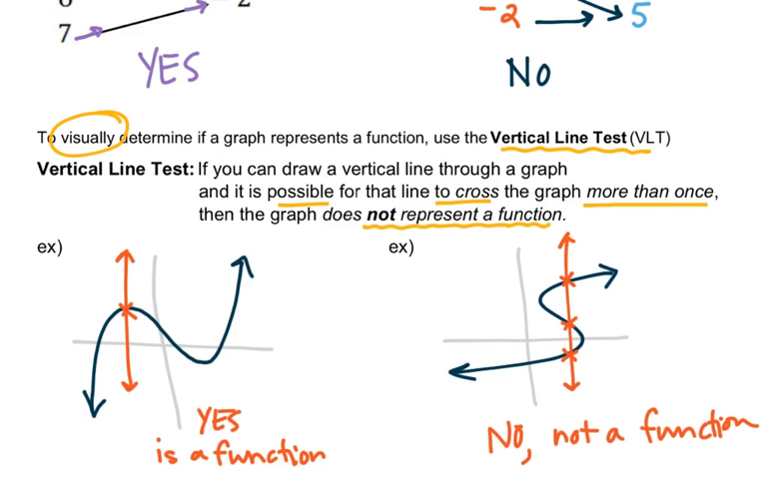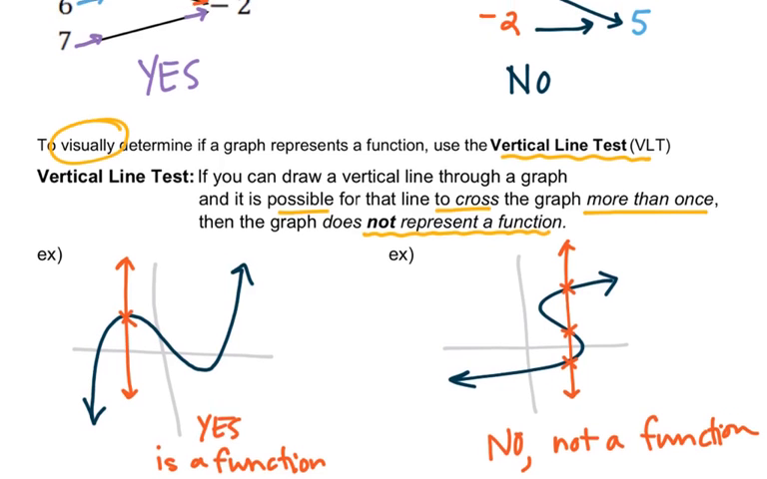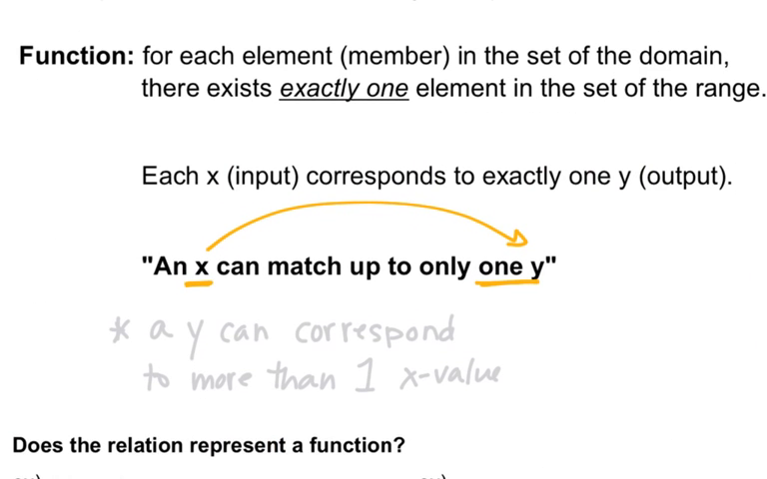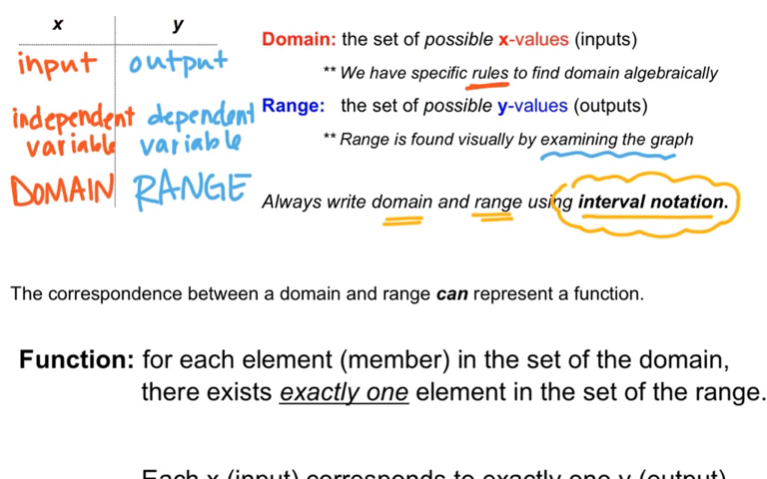So that's going to conclude this video. We talked about determining if a relation or a visual graph is a function. And then we also talked about the definition of a function, briefly introducing the concepts of domain and range. So connecting all that together, I'll see you in the next video where we talk about function notation.